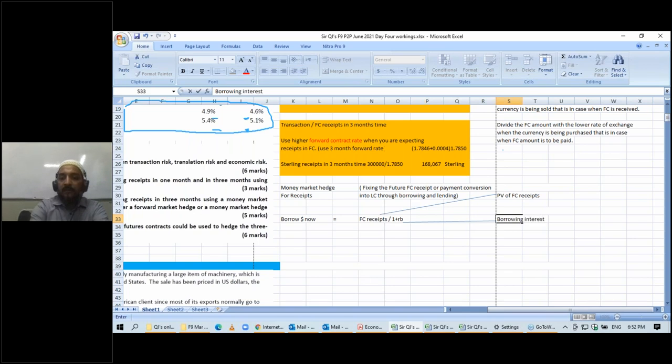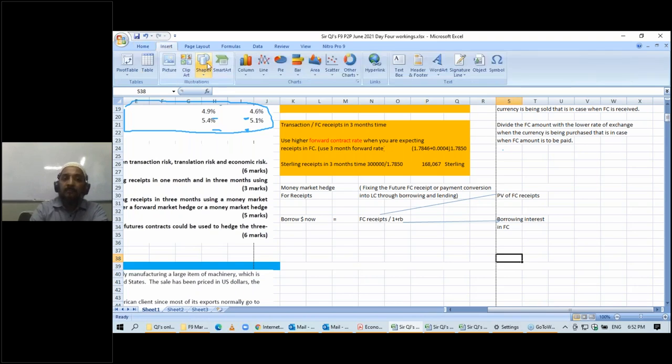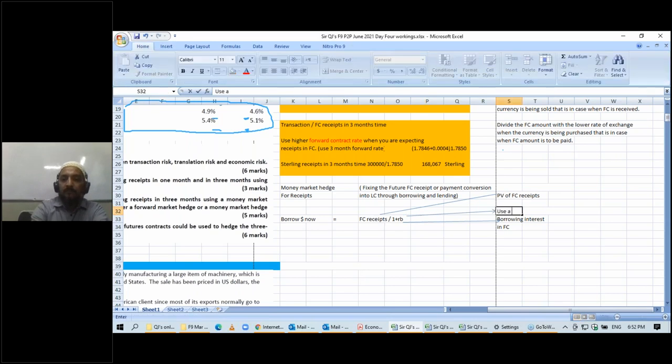interest rate. Further, interest rates given in the question can be in local currency and foreign currency both. So what rate will you be using? The borrowing interest rate in foreign currency, as you are borrowing foreign currency. Secondly, the rates will be given per annum, but you are going to take the rate for 3 months. Use a 3-month rate, because you are not borrowing for 1 year, you are borrowing for just 3 months.